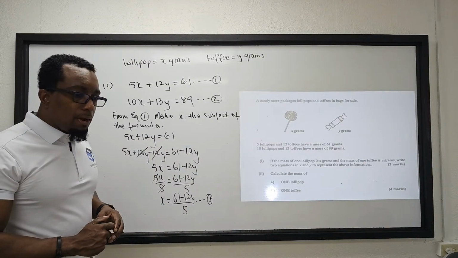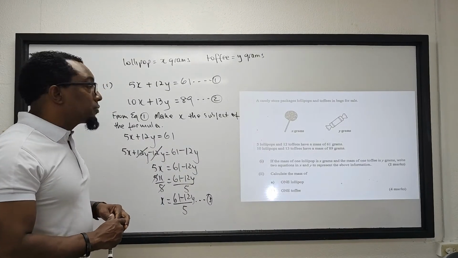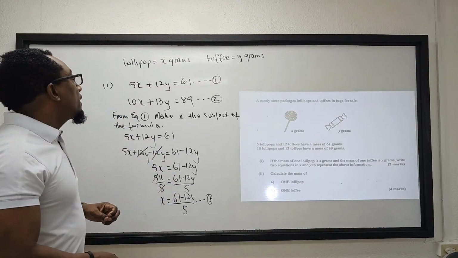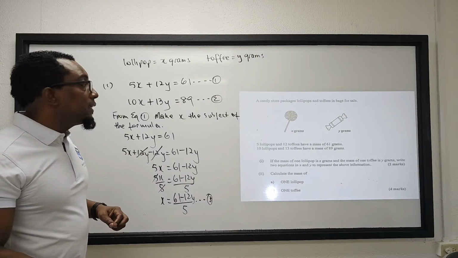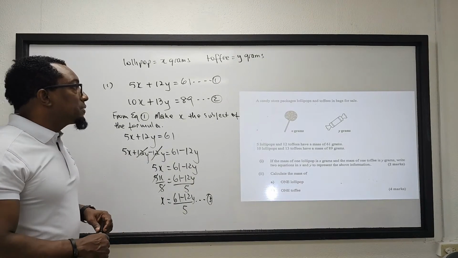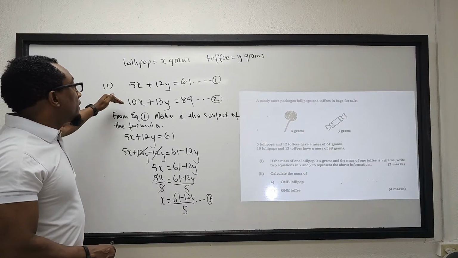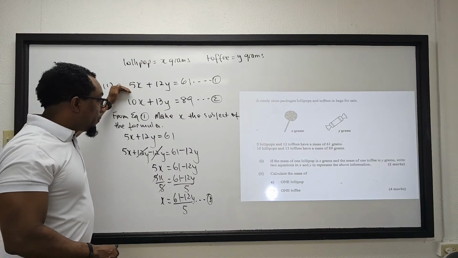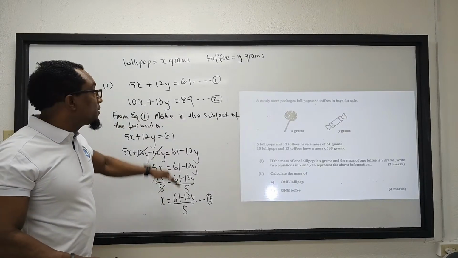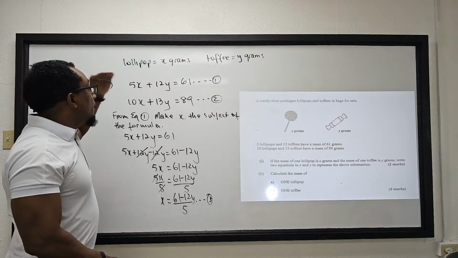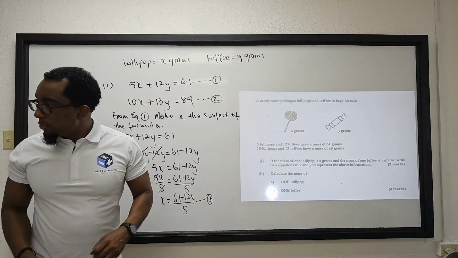But what I want to do now, I want to substitute equation 3 into the equation that was not used to obtain equation 3. So the equation that was not used to obtain equation 3 will be equation 2, because I used equation 1 to help me to find equation 3. So I'm going to substitute equation 3 into equation 2. So let me do so.